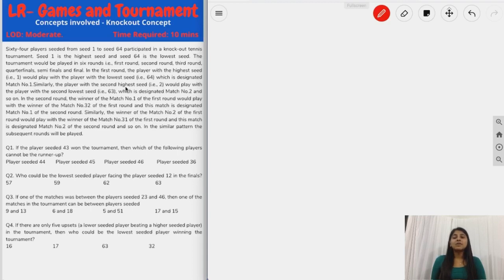Similarly, the player with the second highest seed, seed 2, would play with the player with the second lowest seed, 63, and so on. In the second round, the winner of the first match played with the winner of the match number 32. So like 1 played with 64, 2 with 63, 3 with 62, and so on. In the first round, there were 32 matches, with the last match being 32 playing with 33.